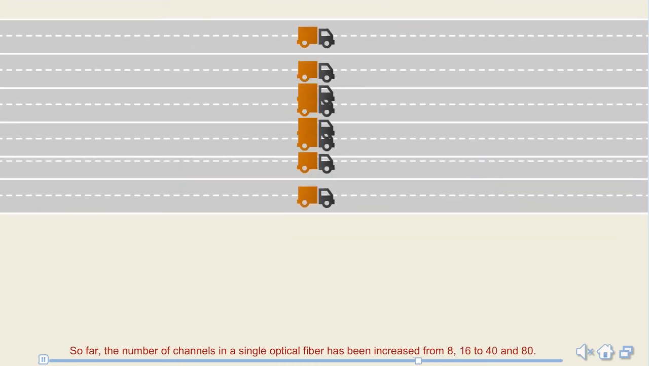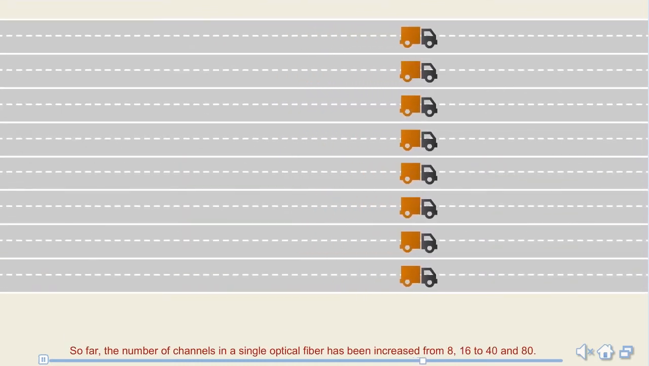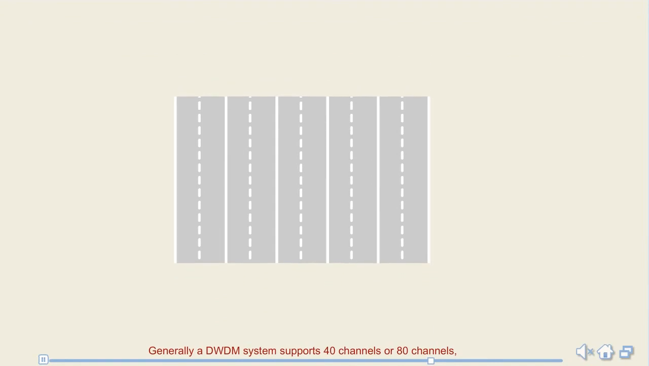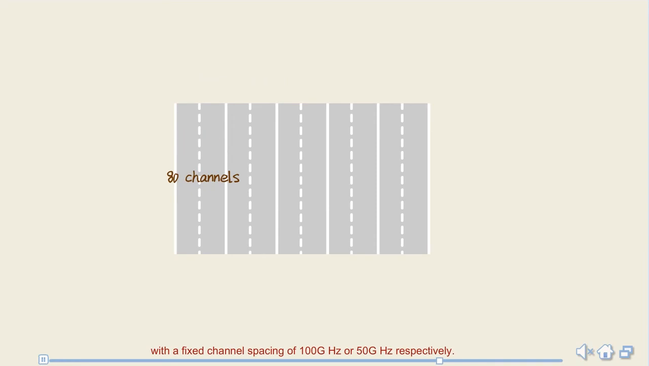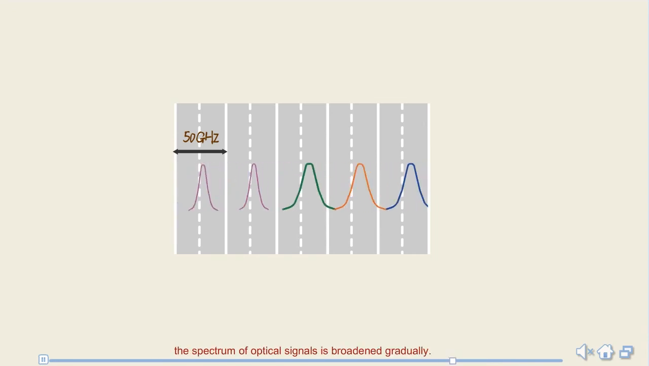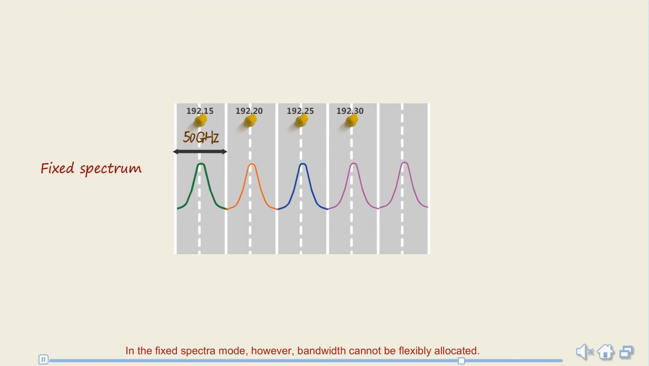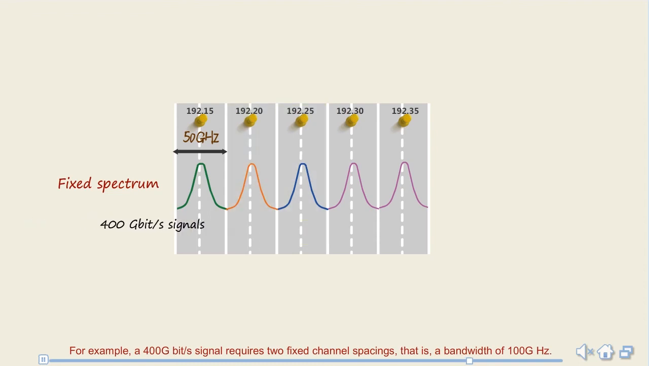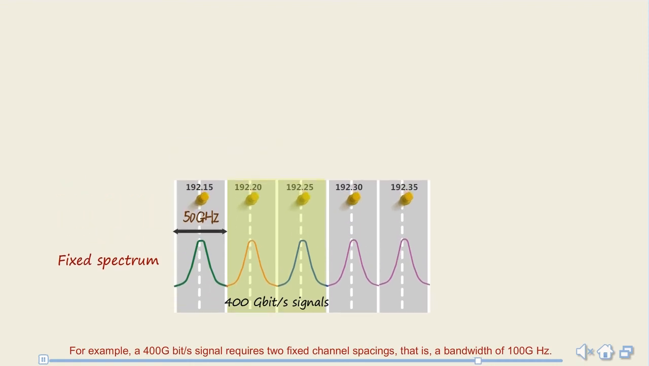So far, the number of channels in a single optical fiber has been increased from 8, 16 to 40 and 80. Generally, a DWDM system supports 40 channels or 80 channels, with a fixed channel spacing of 100 GHz or 50 GHz respectively. Furthermore, with a growing transmission rate of single wavelength, the spectrum of optical signals is broadened gradually. In the fixed spectral mode, however, bandwidth cannot be flexibly allocated. For example, a 400G bits per second signal requires two fixed channel spacings, that is a bandwidth of 100 GHz.